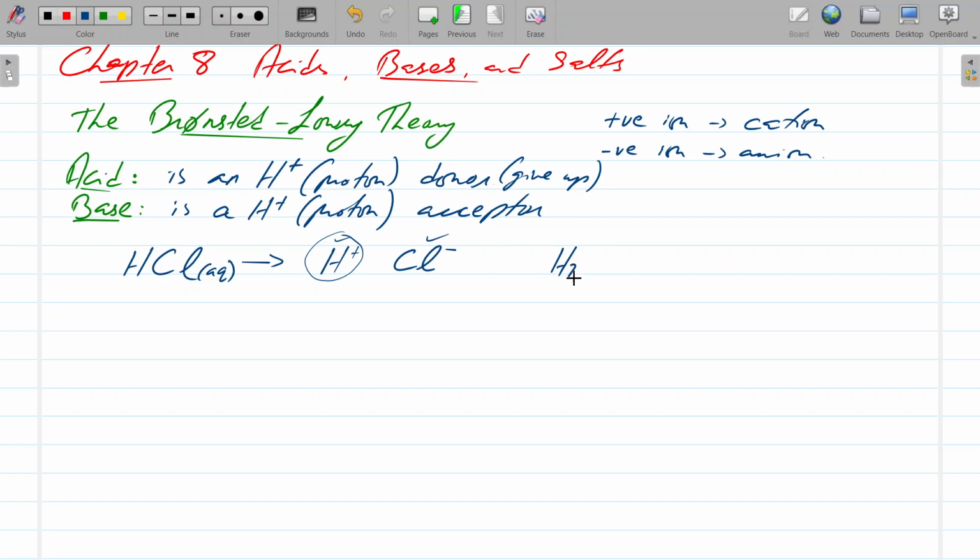Another example of an acid is sulfuric acid. When you've got an aqueous solution, which means basically it's in water, it gives up two protons and the sulfate ion. Other examples are H2CO3, which is carbonic acid, or HNO3, which is nitric acid. What is carbonic acid? Carbonic acid is the acid that you would find in your soda drinks, your fizzy pops.